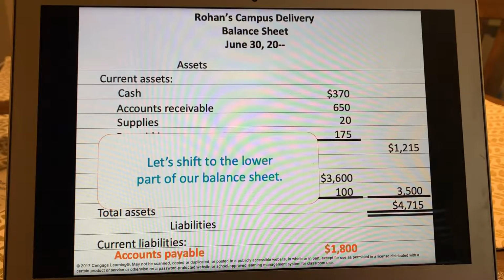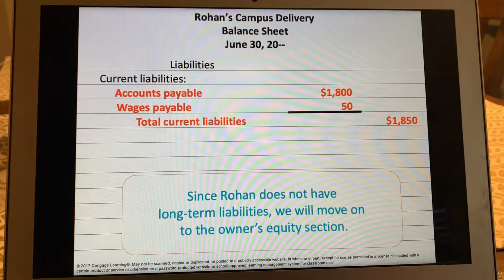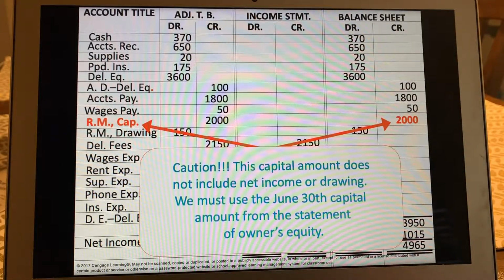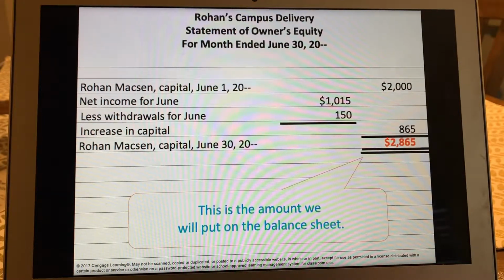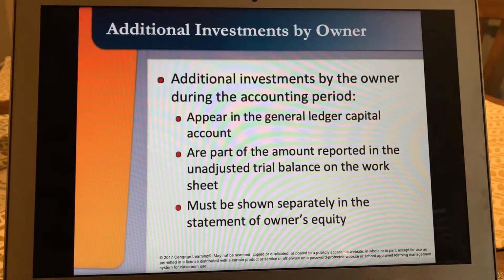Let's shift to the lower part of our balance sheet. Wages payable is 50, accounts payable is 18, so total current liabilities is 1850. There are no long-term liabilities, so move on to owner's equity. Then we bring our capital in, which is $2,865, and now those two should equal our assets. So 4715 does equal 4715, so we are in balance, and that's exactly what you want.